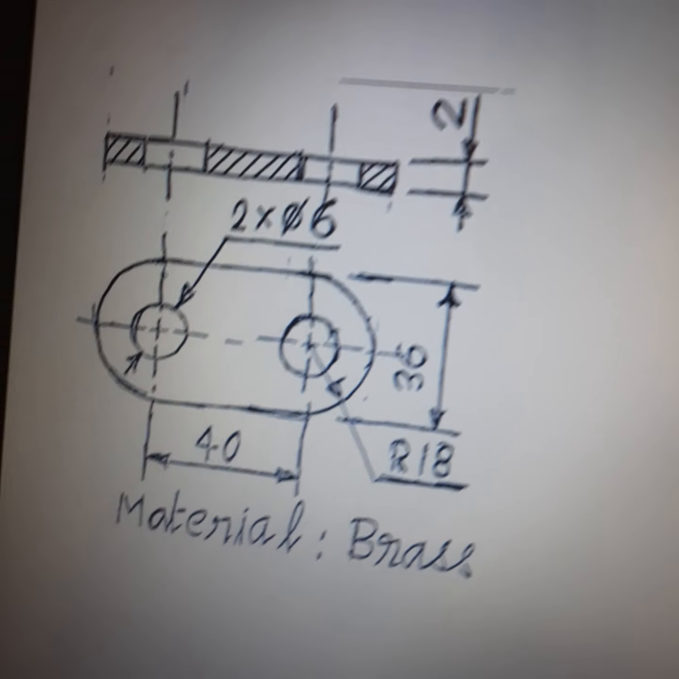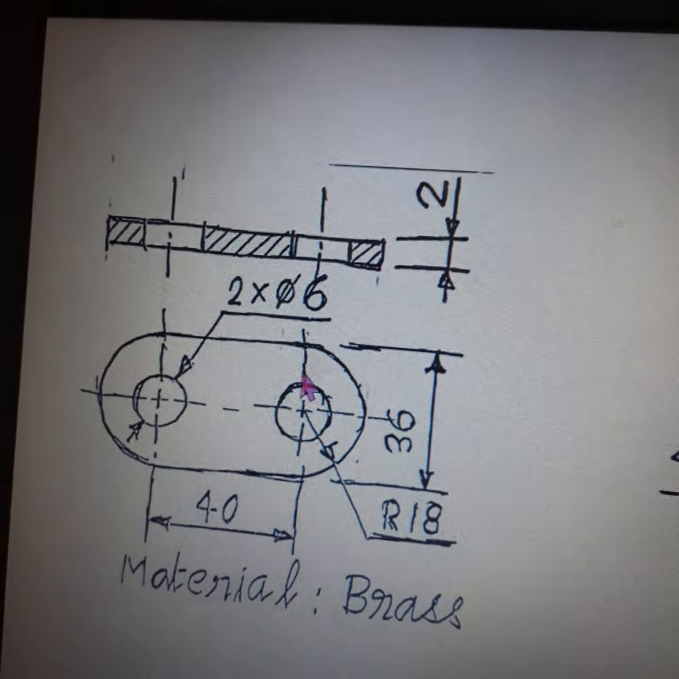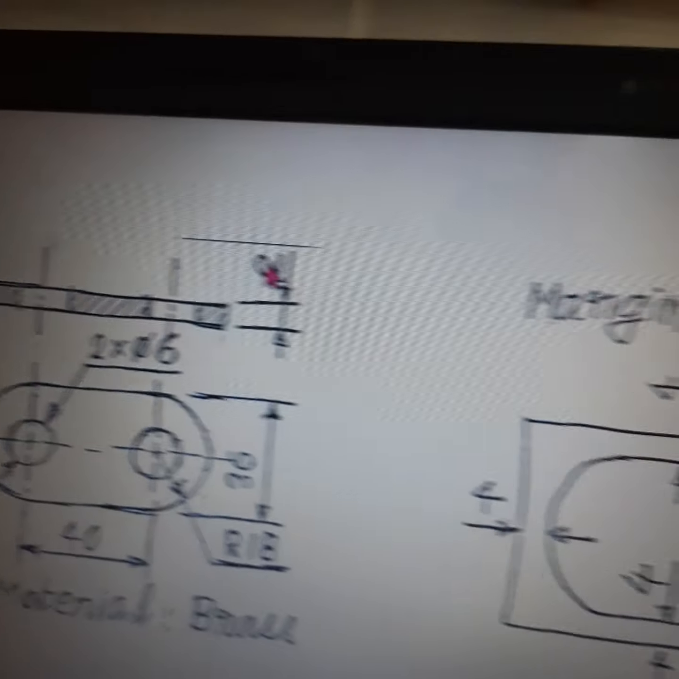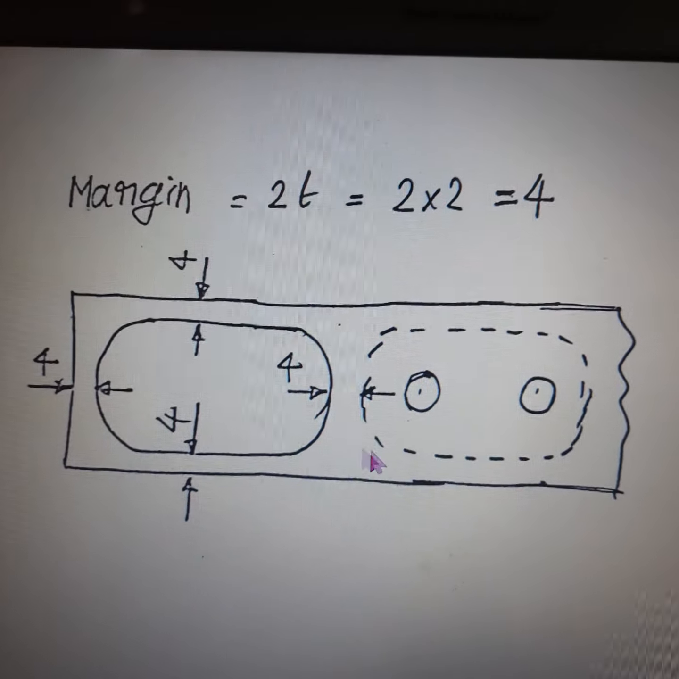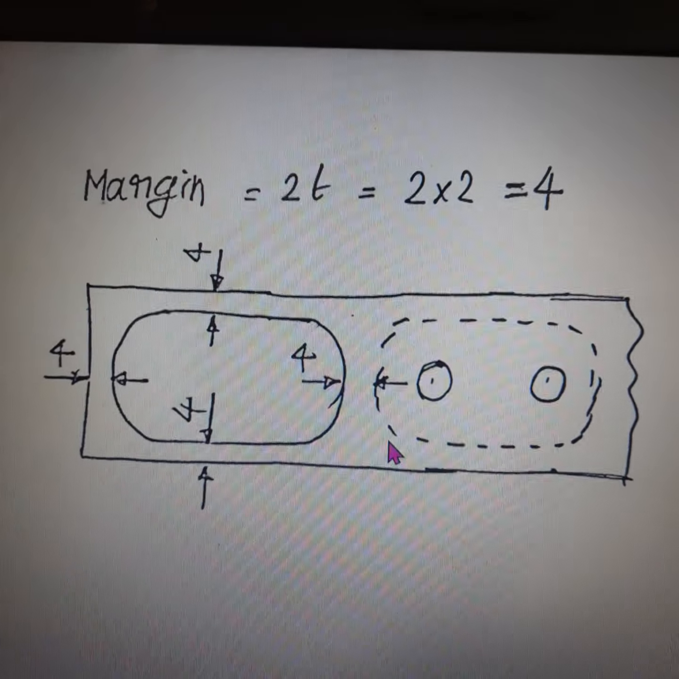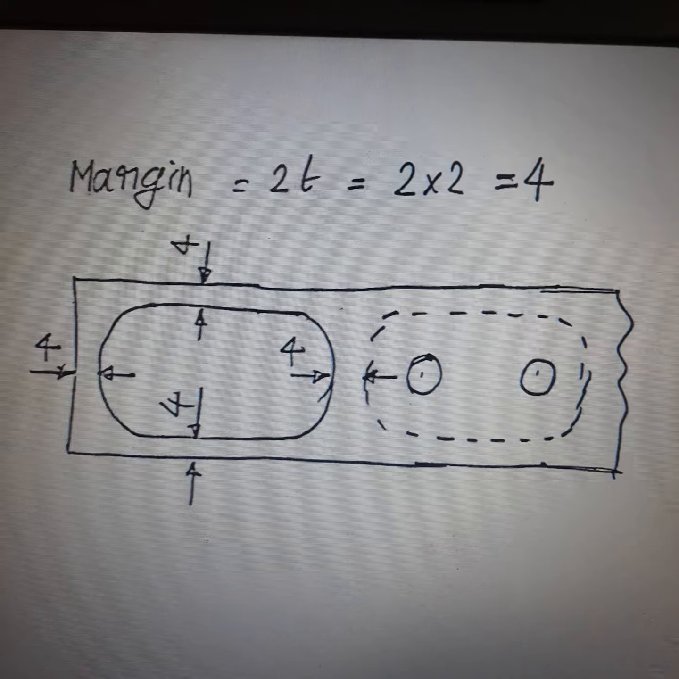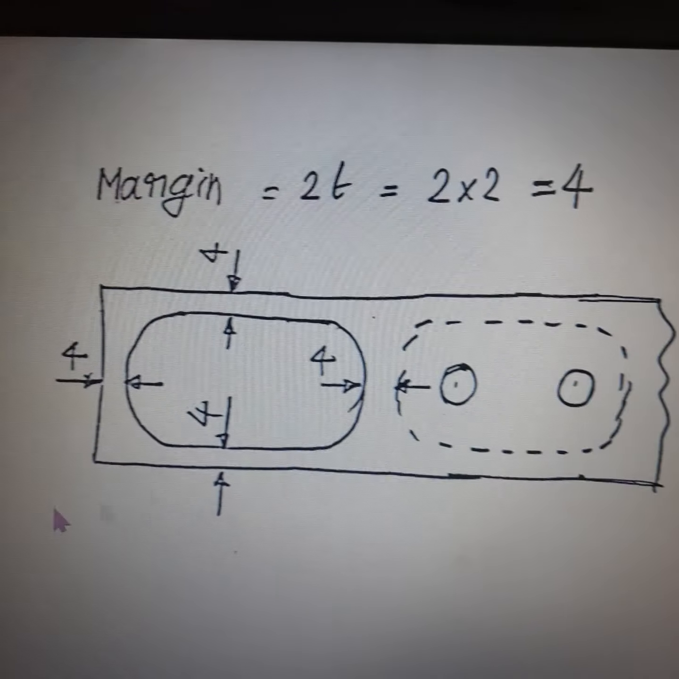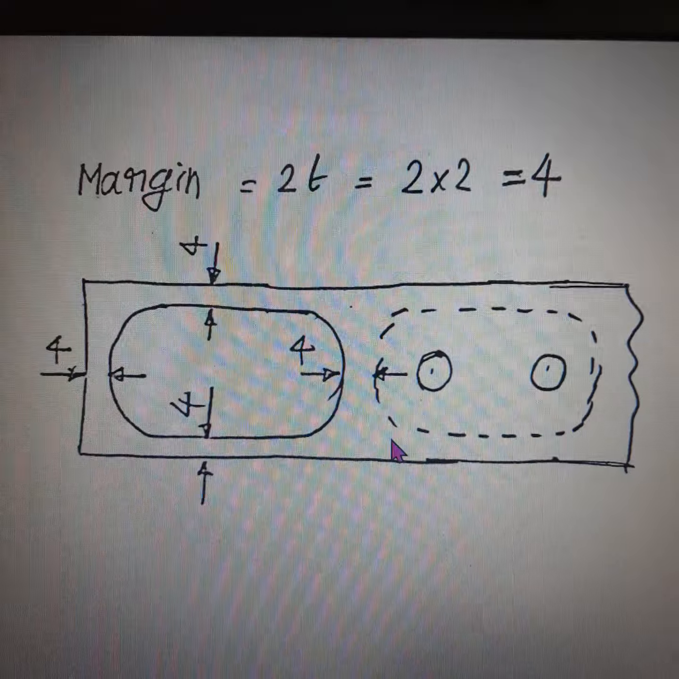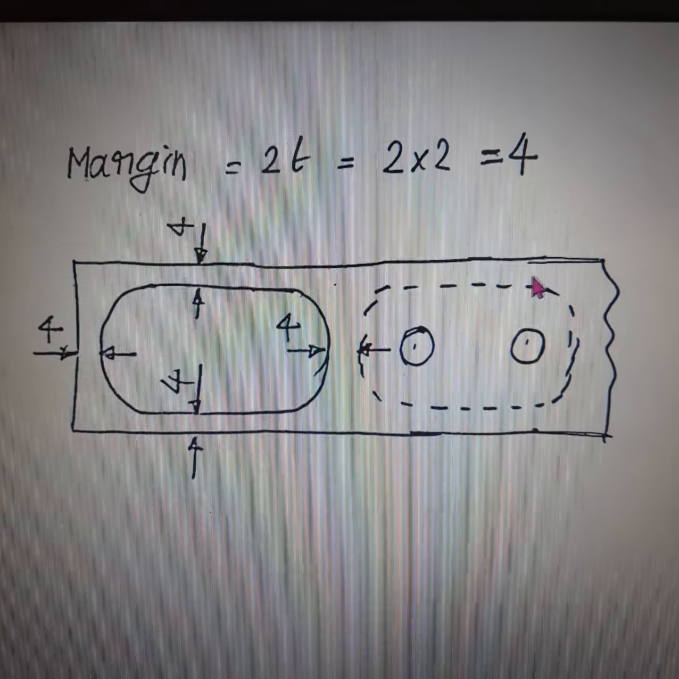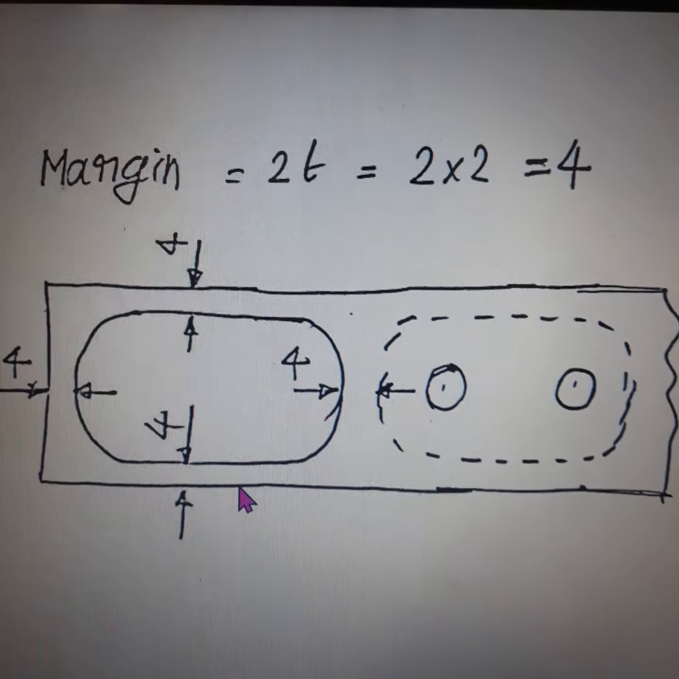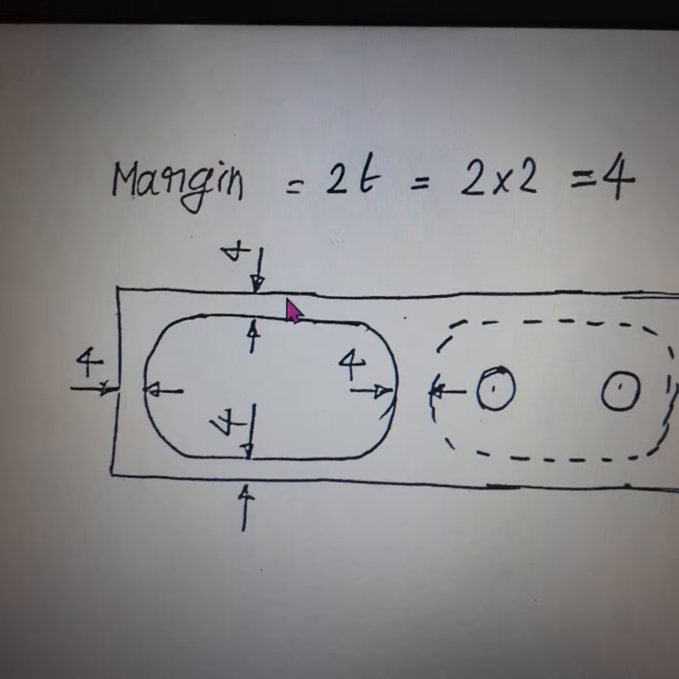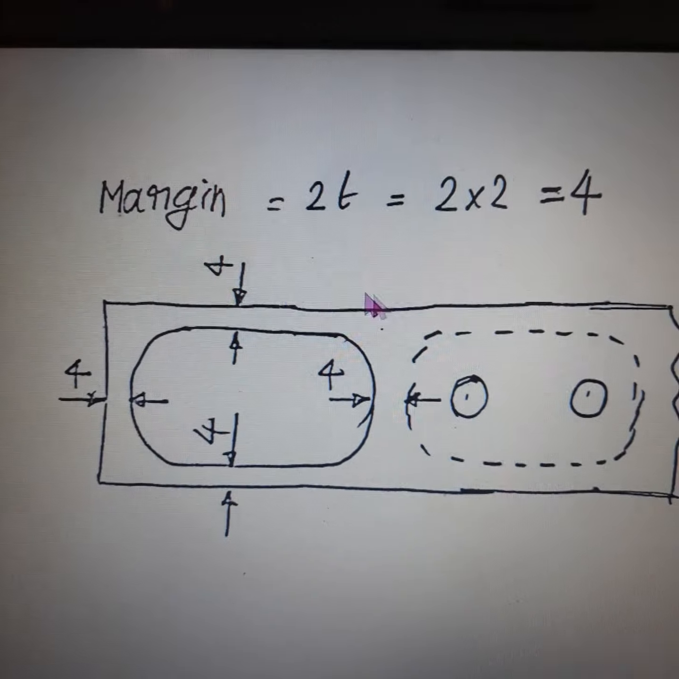Since we want to produce a sheet metal component of thickness 2 mm, we have to use a feed strip of the same thickness of 2 mm, out of the same material. So the material is brass. We have to use a feed strip of thickness 2 mm, which is made out of brass. So the margin of 4 mm is maintained on all 4 sides.